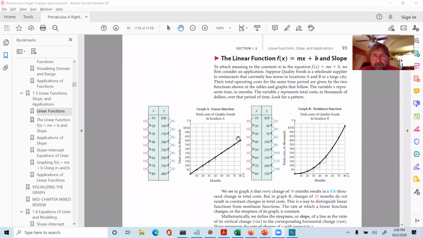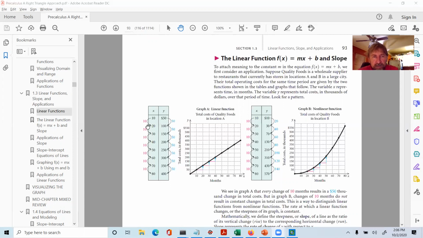Please read over this. The linear function f of x equals mx plus b. Take a few moments to look at this and graph this. Here we've got these points: 10, 50; 20, 100; 30, 150. And so we can get this linear function of data.